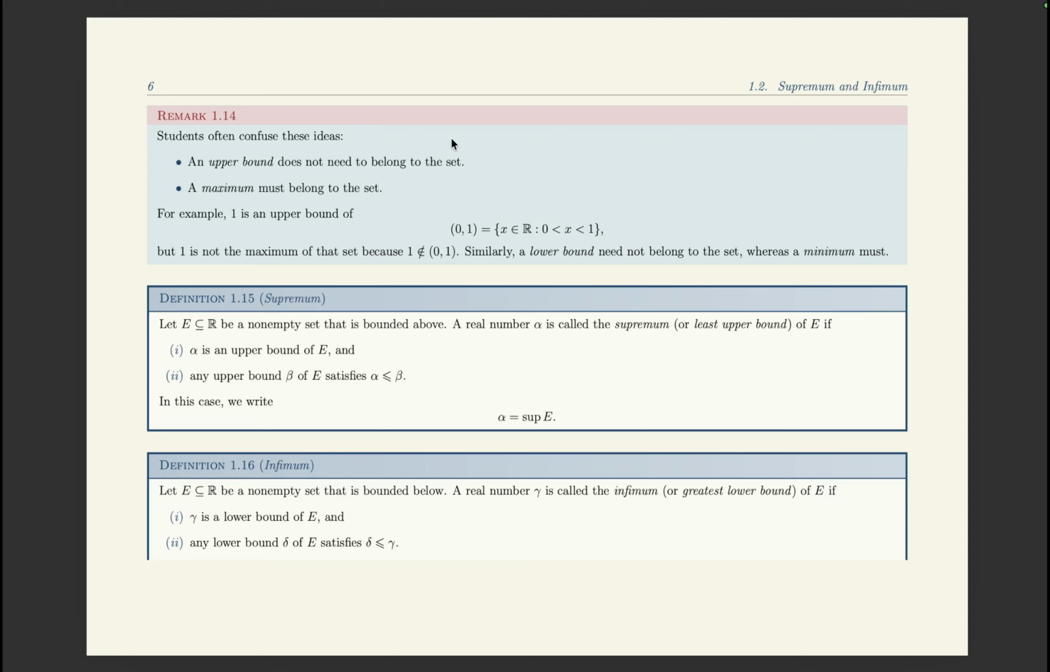So just read this remark and I will stop. Yes. So the remark, this is good to read. Okay, so an upper bound does not need to belong to the set. This is important to know. And a maximum must belong to the set. Okay, so this is important. For example, 1 is an upper bound of this open interval from 0 to 1, but 1 is not the maximum of that set because 1 does not belong to (0, 1). Similarly, you can say something about lower bounds.